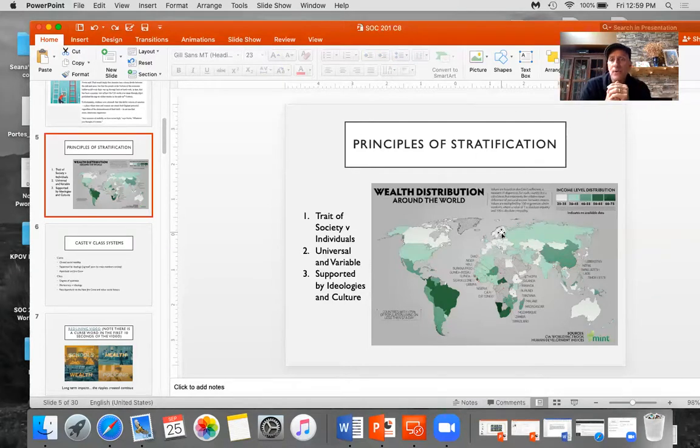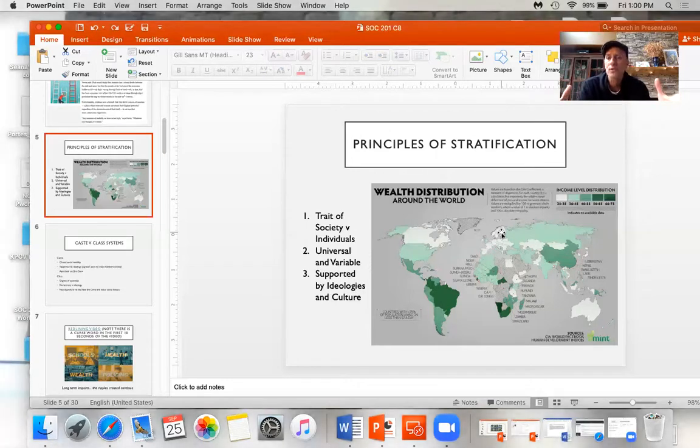Medicare, for example, is a government-based program. So there's no pure capitalist country. There's no pure socialist country, at least when we're looking at developed countries and developed economies. So it's variable. And the last is you have to have ideologies or beliefs to support it, right?